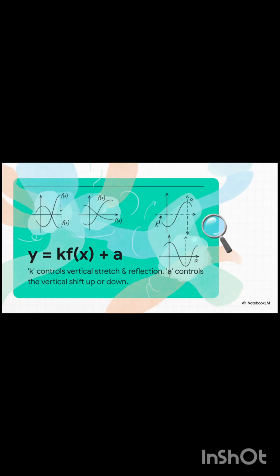Now, k is the multiplier. It's the one that handles any vertical stretching, shrinking, or even flipping the graph upside down. And a, that's the vertical shift. It just moves the whole graph up or down. Our mission then is to find the specific numbers for both.